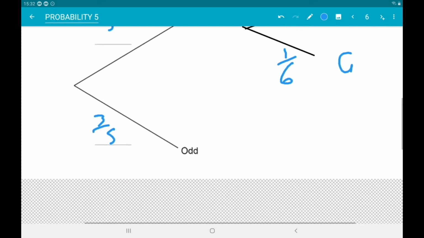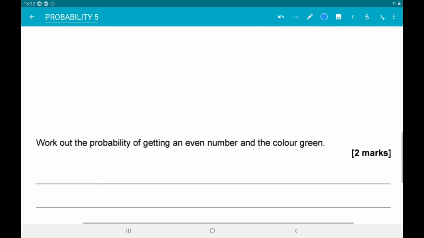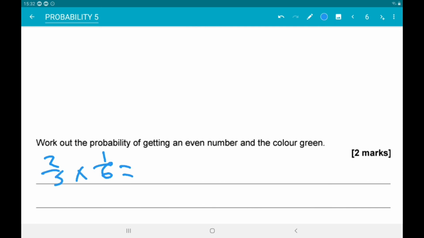Okay, then part B wants the probability of an even number and then green. So that's 2/5 times 1/6. Now that is 2/30 or 1/15.